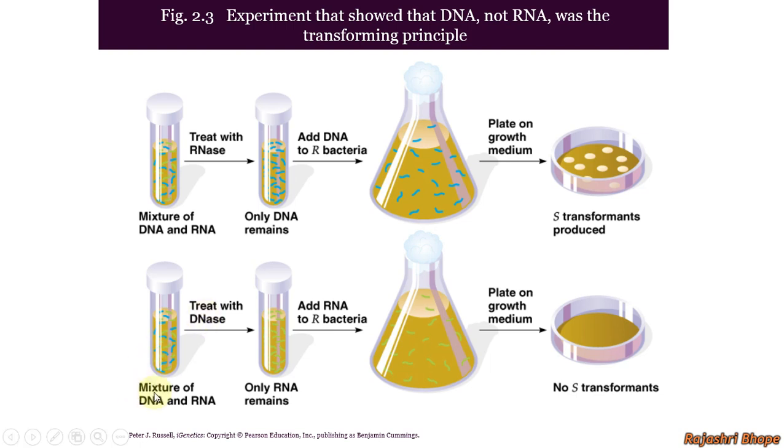Second, they used the mixture of DNA and RNA treated with DNases, where all the DNA molecules are cut off, degraded, and only the RNA remains. Then they mixed this RNA preparation of smooth strains of the organism with the rough strains and allowed them to grow on the plate. There is no transformation of the rough form to the smooth form. So this experiment tells us that it is the DNA molecule which transforms the organism to the other form and not the RNA molecule.